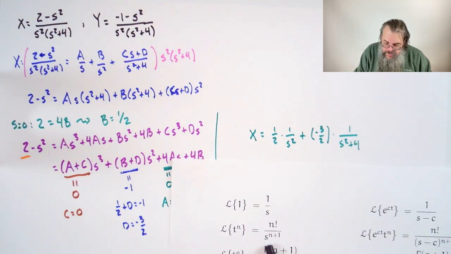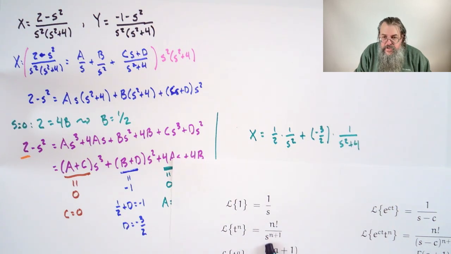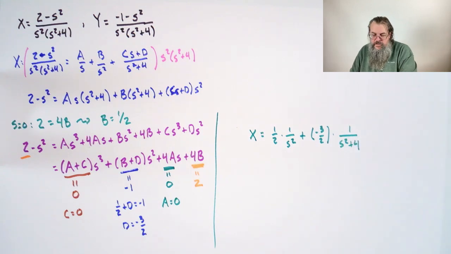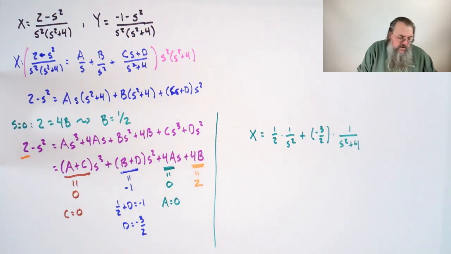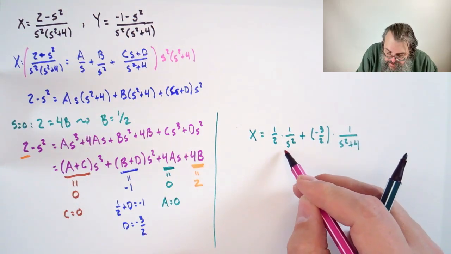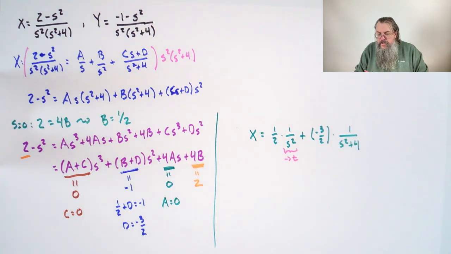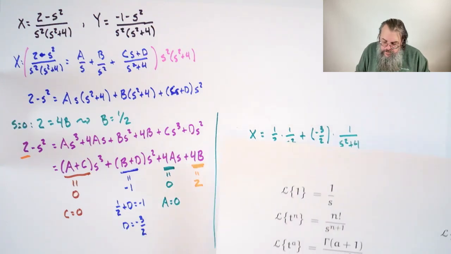Well, looking at that, we say, hey, if I want an s squared, that matches this piece here. So that would be n equals 1 over s squared. Okay, that says that this will go to t. All right, so I'm going to just make a little note here underneath. This part right here will go to t. All right, great. Now, what about this 1 over s squared plus 4?